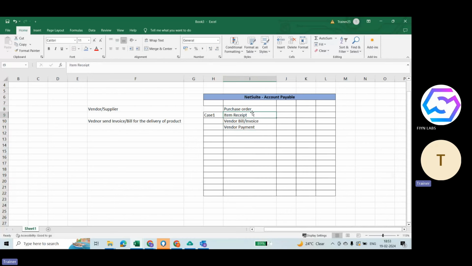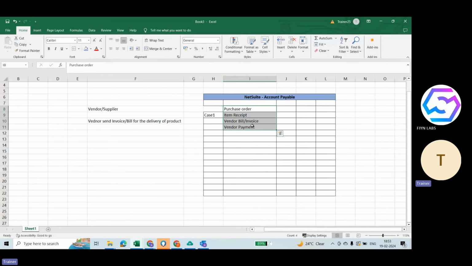Once the item is received, they create an item receipt in the warehouse, and then the vendor sends the invoice, and against that invoice a payment is made to the supplier. So this is the standard procure to pay cycle.